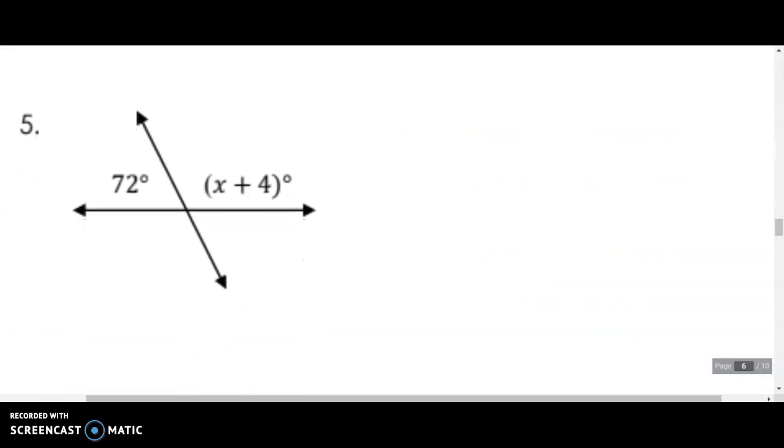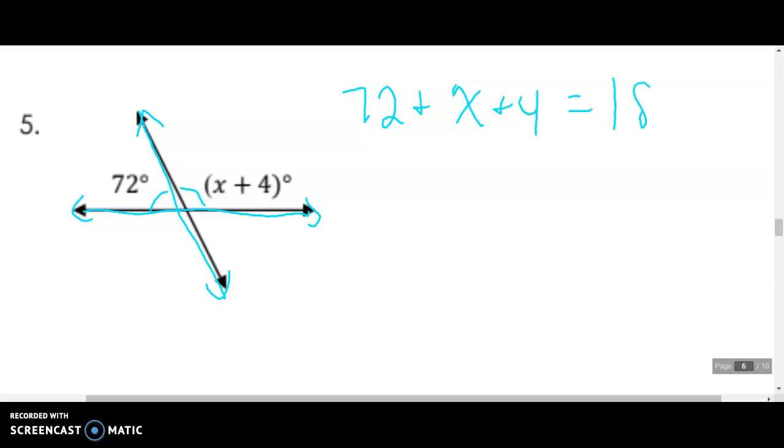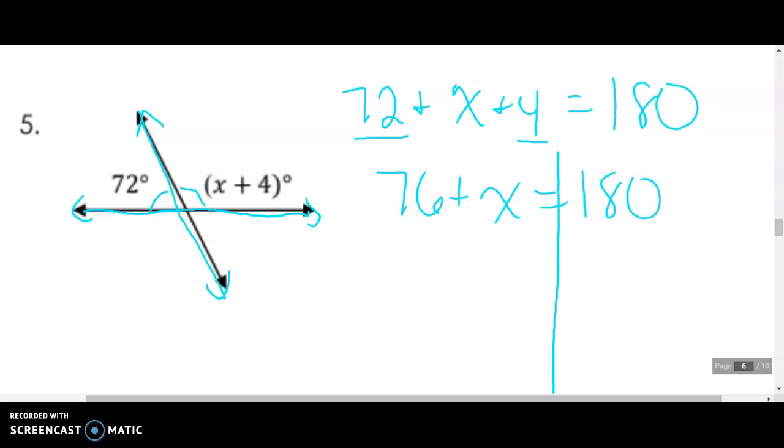Next example here, we have two crossing lines, which means adjacent angles are supplementary. So these two angles add to 180. So 72 plus x plus 4 equals 180. Combine, we do have two like terms to combine. 76 plus x equals 180. Split, isolate, inverse is to subtract 76 from both sides.